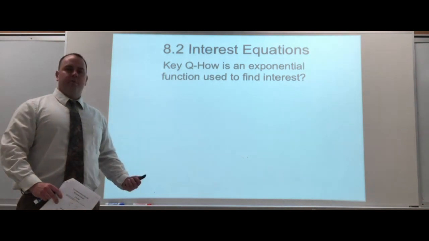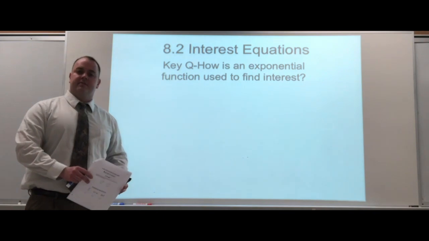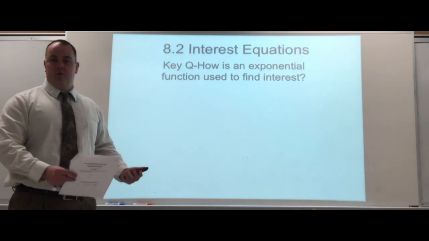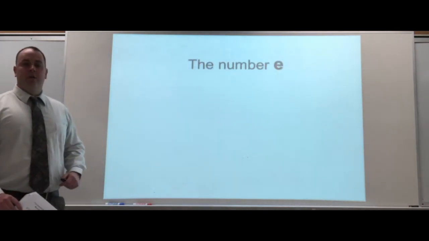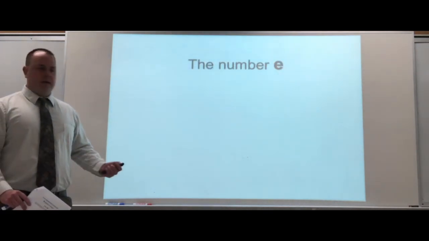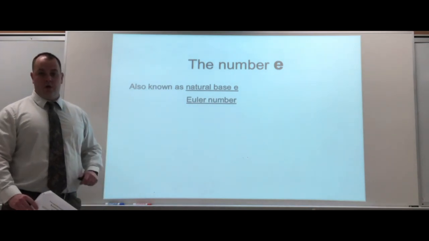So in the first part of 8.2, we went over the compound interest and continuously compounded interest formulas. So we know two more exponential functions. This last half, I'll talk about the number e, also known as the natural base e or the Euler number.